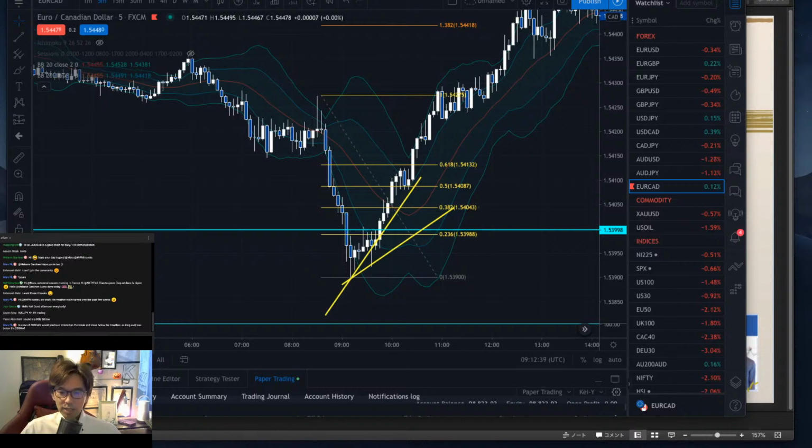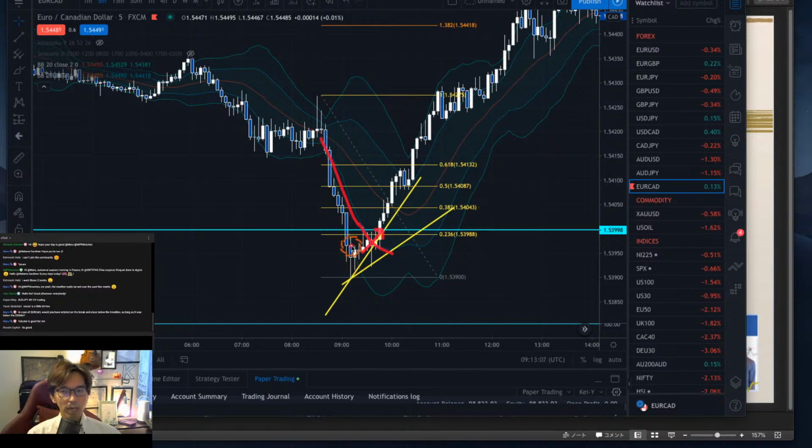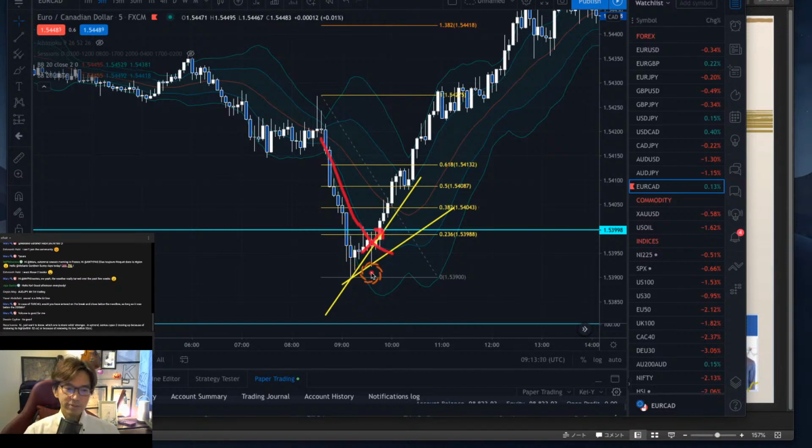Alright, in case of Euro CAD, would you have entered on the break and close below the trend line as long as it was below the 20 SMA? As a second confirmation, yeah. So I always look for 3 confirmations. In this case, I was taking this Bollinger Band walking. As soon as the price breaks the deviation 1 upwards, I cannot take this band walking anymore. So I have to redo and look for 3 confirmations except for this band walking.